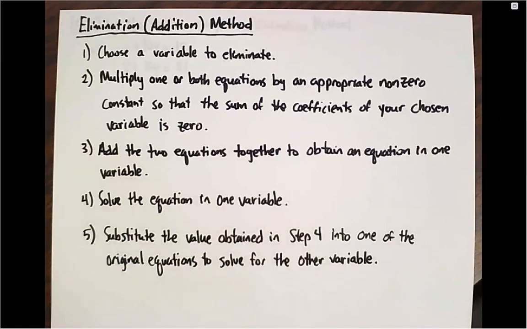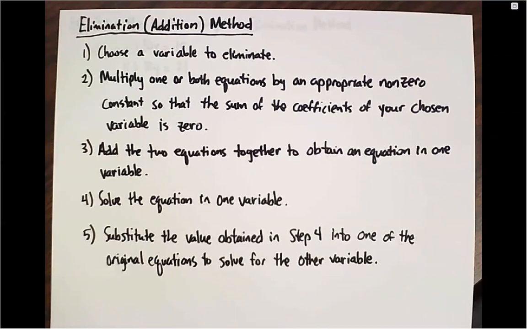All right. So let's talk about the elimination method. This one has 5 steps. So you're going to have 2 equations. And the first thing you do is look at them and decide which variable you want to get rid of. It doesn't make a difference. The one you like the best. You want to get rid of x, get rid of x. Get rid of y, get rid of y. Doesn't matter. Just pick a variable to eliminate.